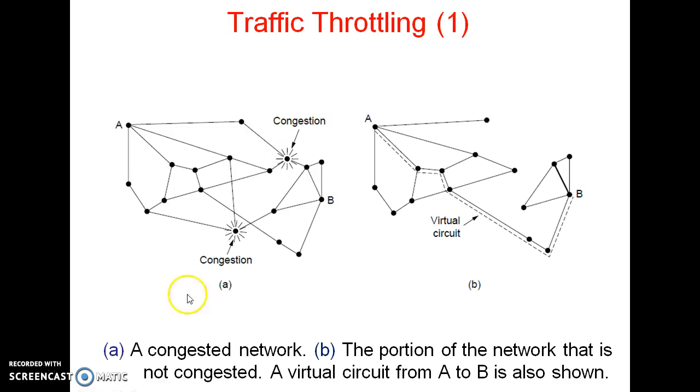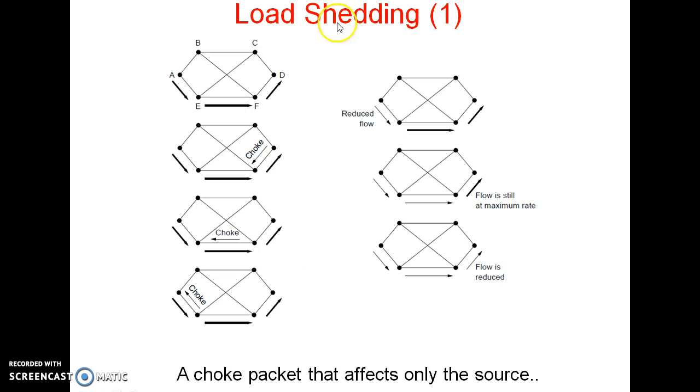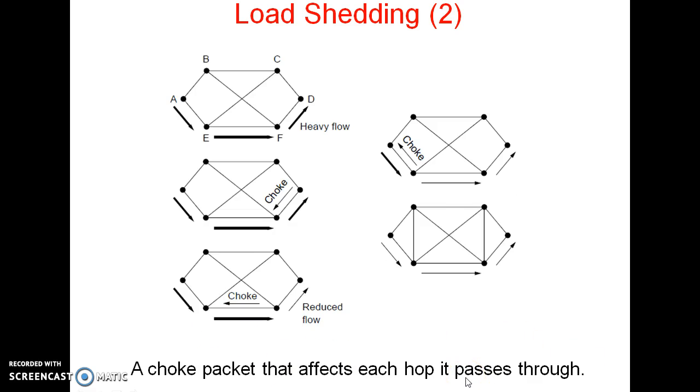Traffic throttling. It is in a congested network. The portion of the network that is not congested. This is not congested. These are the congestion. A virtual circuit from A to B is shown here. This is traffic throttling, explicit congestion notification. When the congestion occurs, the notification notifies the sender. Load shedding. A choke packet that affects only the source. A choke packet that affects each hop it passes through.